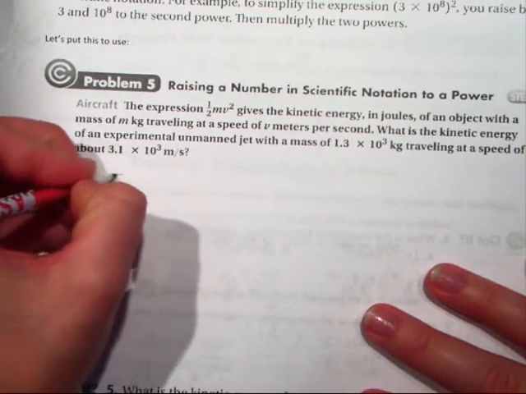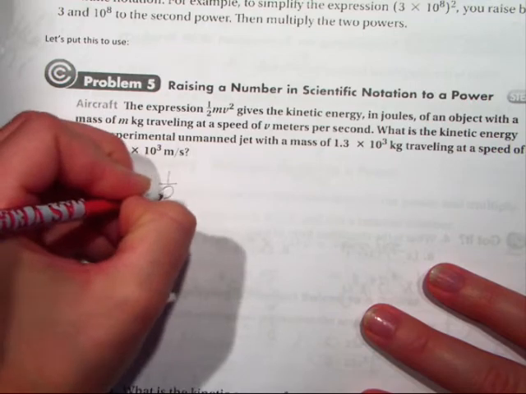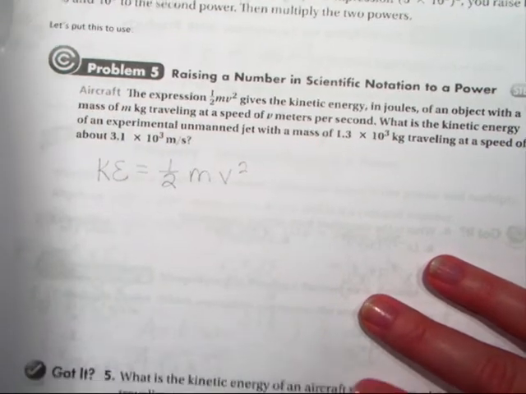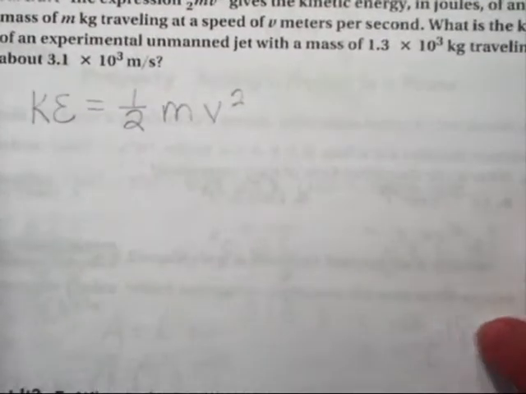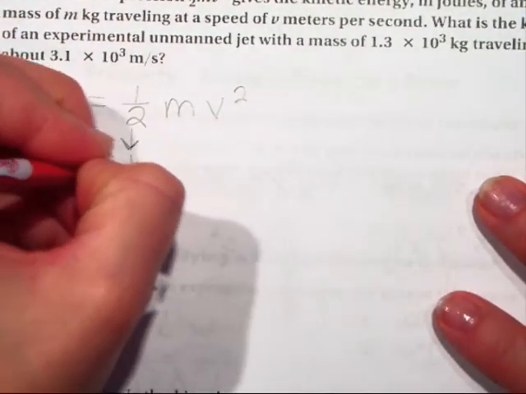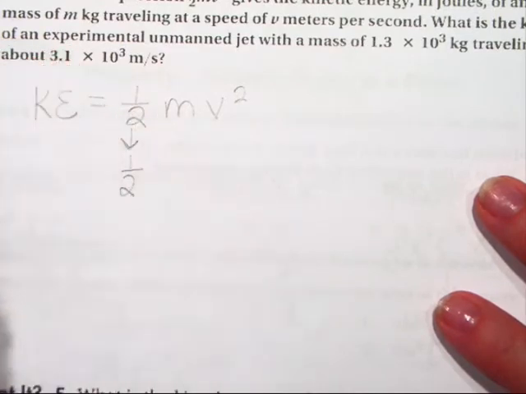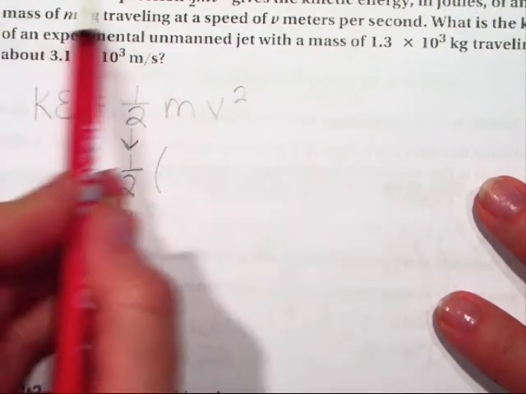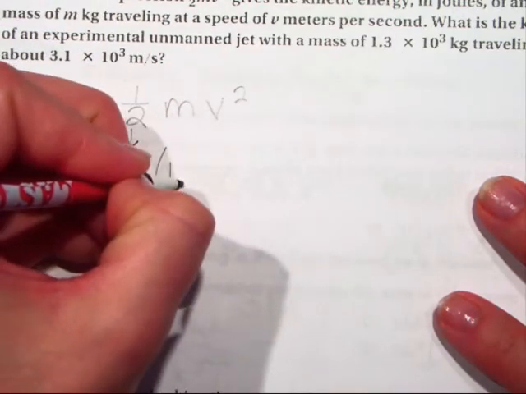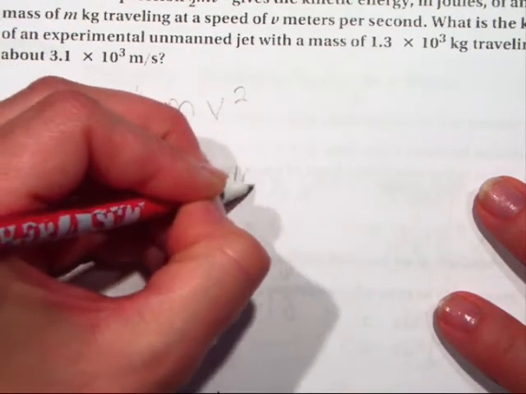They told us that the kinetic energy is 1/2 the mass times the velocity squared. So all we have to do is plug that stuff in. 1/2 is 1/2. The mass, what did they tell us the mass was? Here it is, 1.3 times 10 to the 3rd kilograms, 1.3 times 10 to the 3rd.